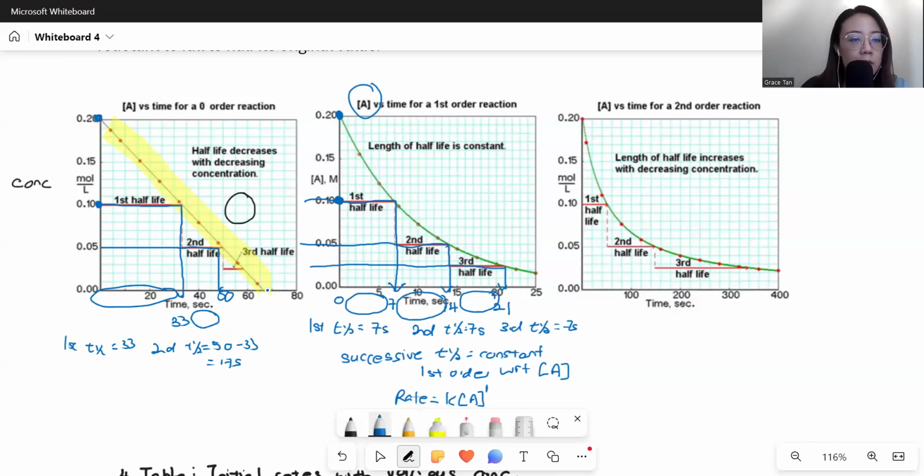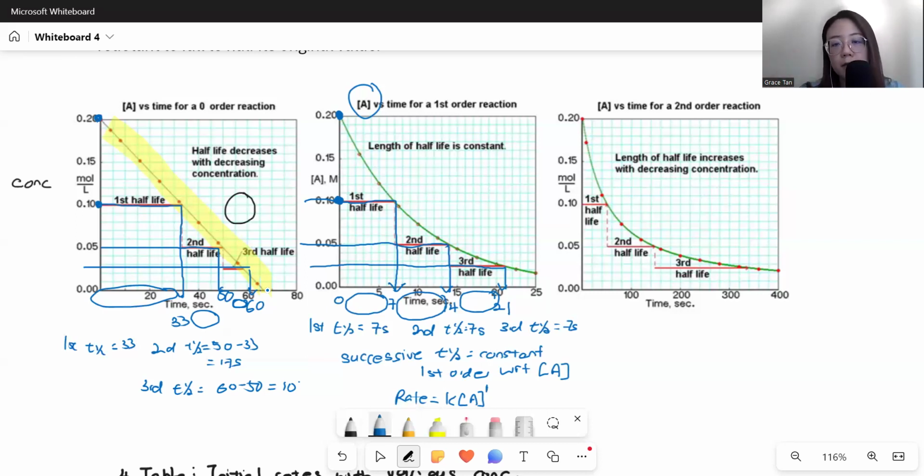And if you continue to do a third decrease, which is 0.025, and you look down here, let's say this number is 60. You will realize the bubble here is shorter because your third half-life is 60 minus 50, which is 10. So what you can see here is that 33, the first half-life, decreased significantly to 17 seconds and decreased another time to 10 seconds. So every time this reactant decreases by half, the time taken shortens. This is a characteristic of a zero-order reaction. The reaction will become faster in terms of how fast they decrease. That is for a zero-order reaction.